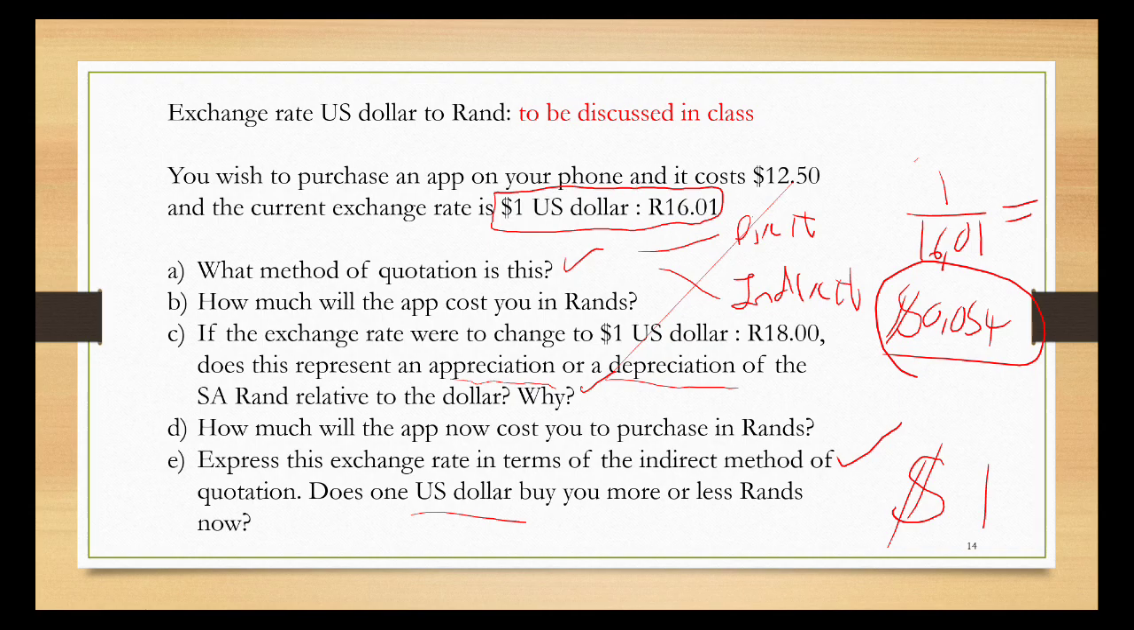$1 could get you 16 rand before. Now $1 can get you 18 rand. So that means with the US dollar, you can buy more rands. It makes sense. $1 was 16.01, but now for $1 you can get 18 rand. Simple. Because if the rand went down, depreciation, you can get more.